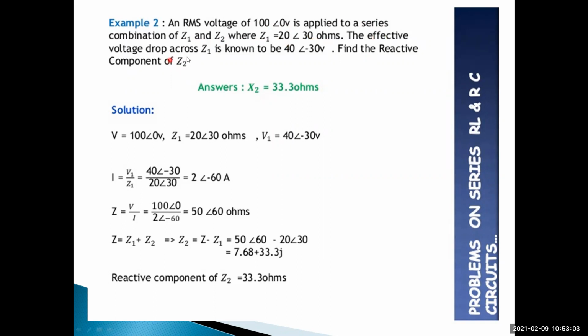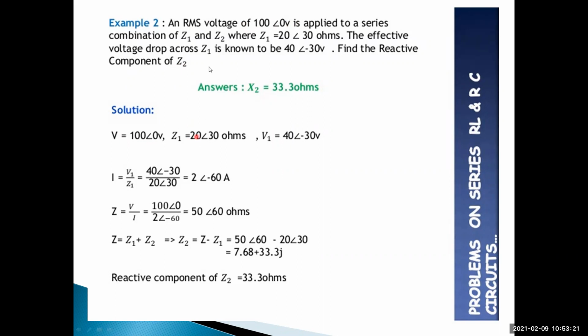The effective voltage drop across Z1 is known to be 48 at an angle of minus 30. Find the reactive component of Z2. That is called X2, the reactance. Then V is equal to 100 at an angle of 0. This is called the RMS value of the applied voltage.